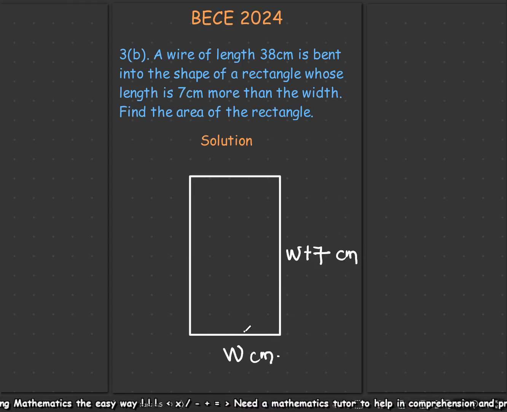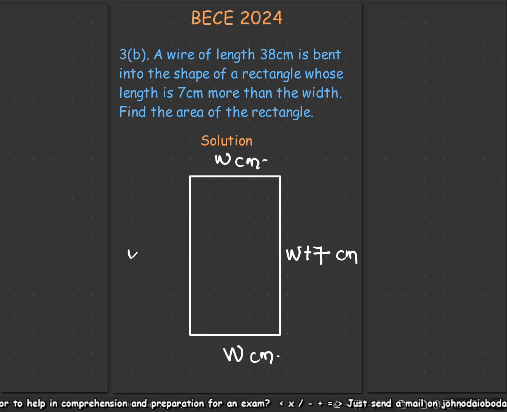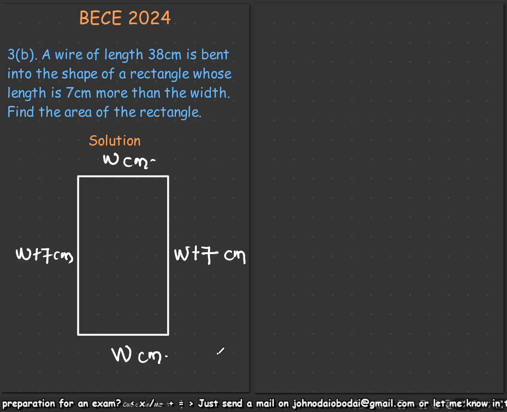So the width is actually W centimeters. We don't know it, so let's just use W. So W centimeters. Then the length here is what? W plus 7. And we know opposite sides of a rectangle are the same. So this side is also W centimeters, and this is W plus 7 centimeters. Now, how do we solve to get our W?